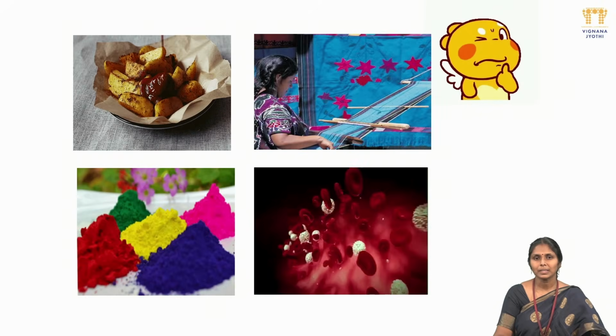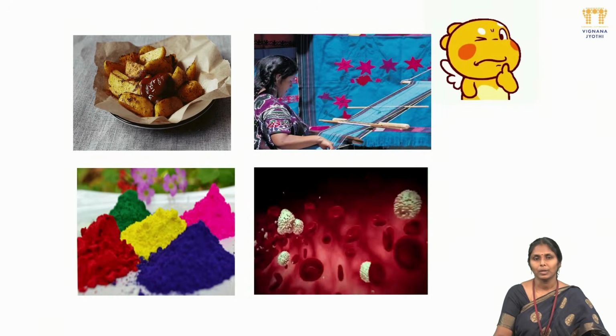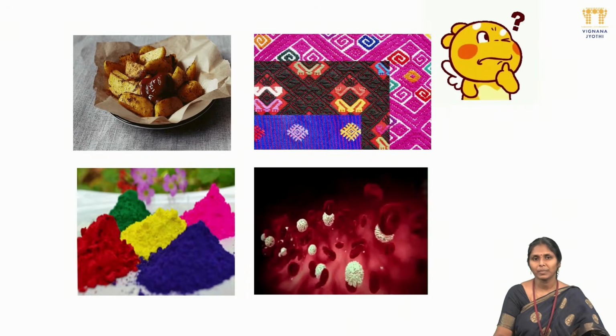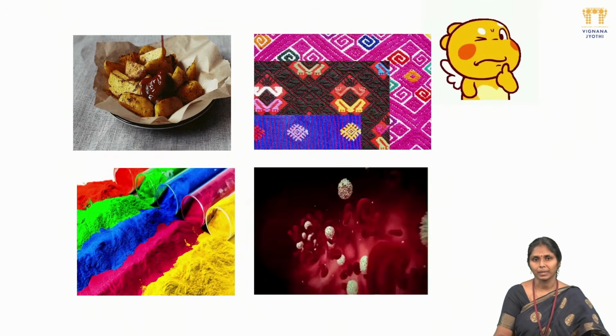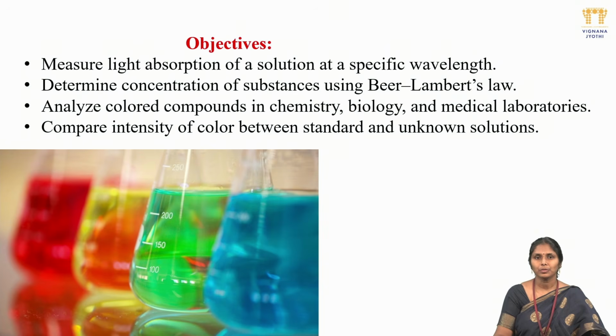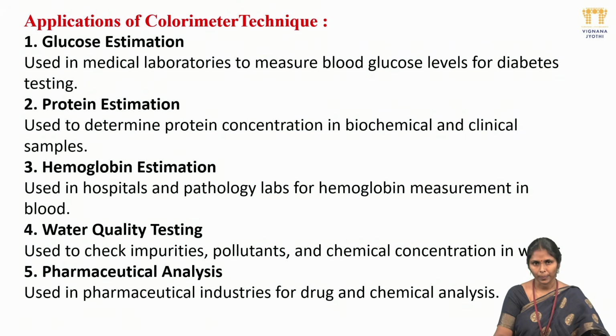Here these colored substances consist of some amount of metals, and how much intensity of metals is present in that, and how can we determine all these things by using this colorimetric method. Coming to the main objectives of this experiment, we have to measure the light absorption of a solution at a specific wavelength, and determine the concentration of substances using Beer-Lambert's law. It verifies Beer-Lambert's law, and it can analyze colored compounds in chemistry, biology and medical laboratories. You can compare the intensity of color between standard and unknown solutions.